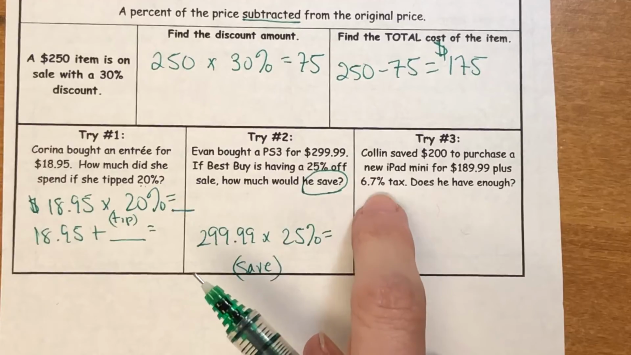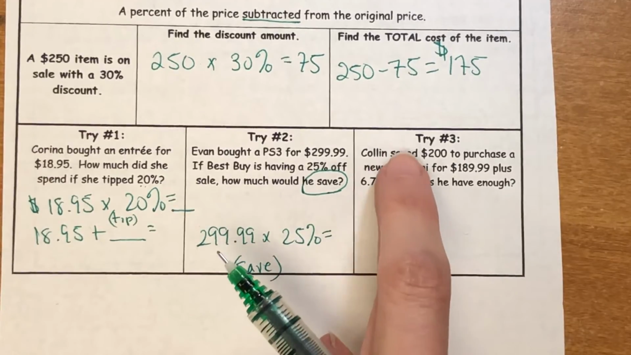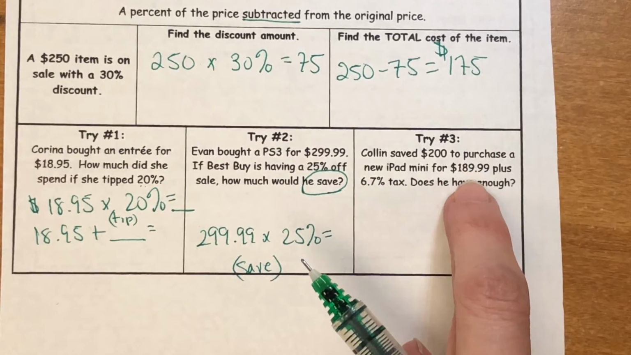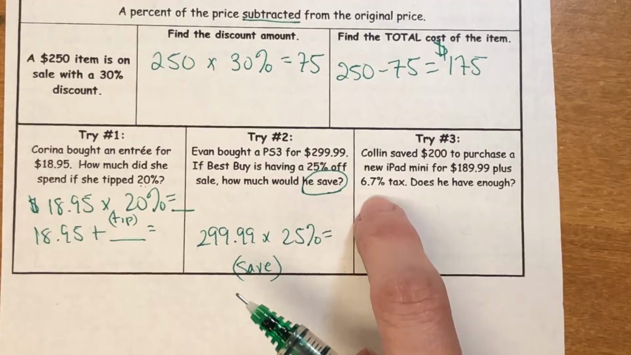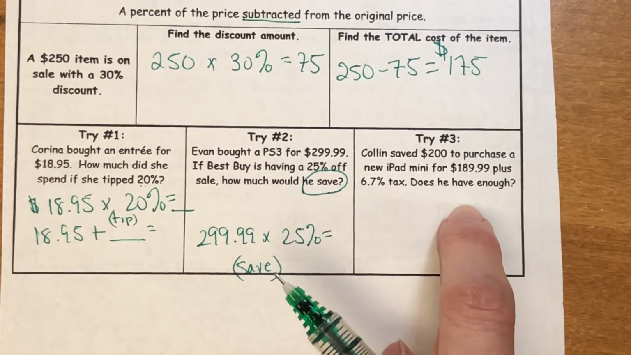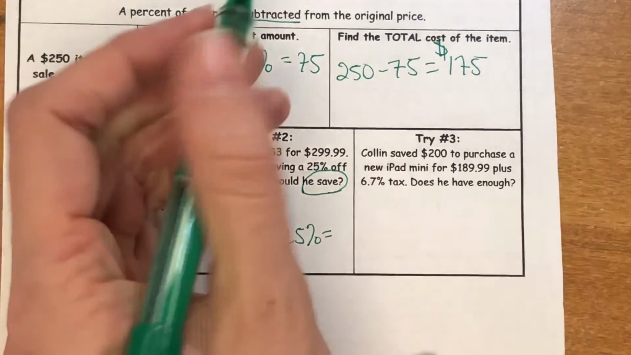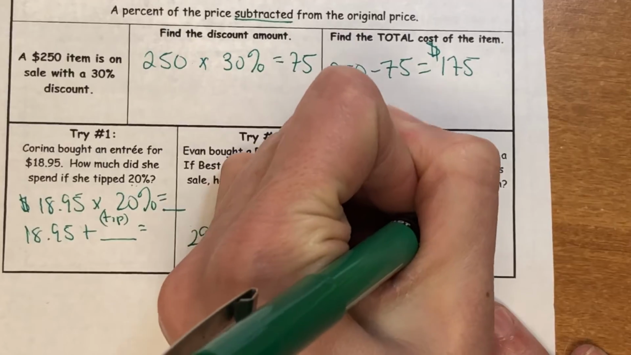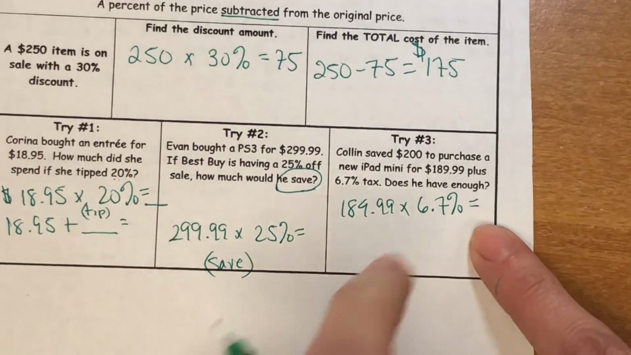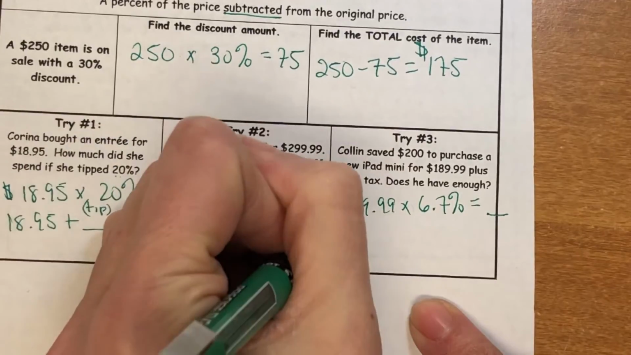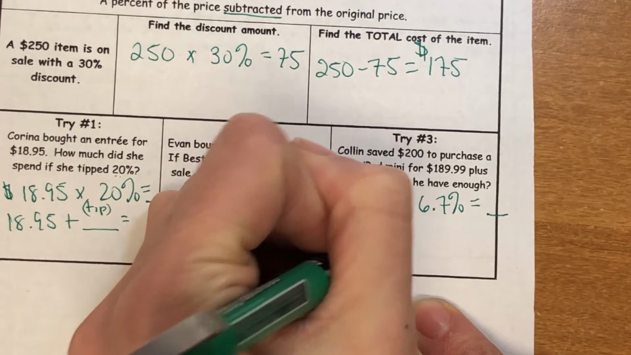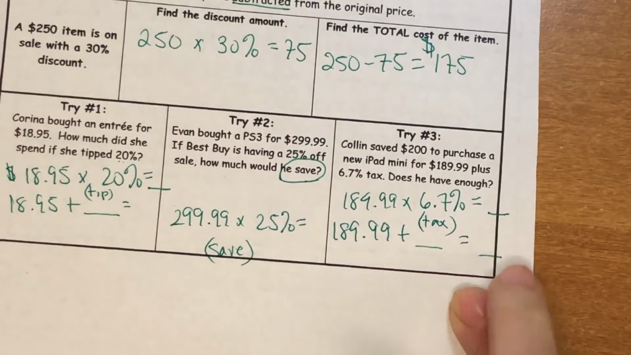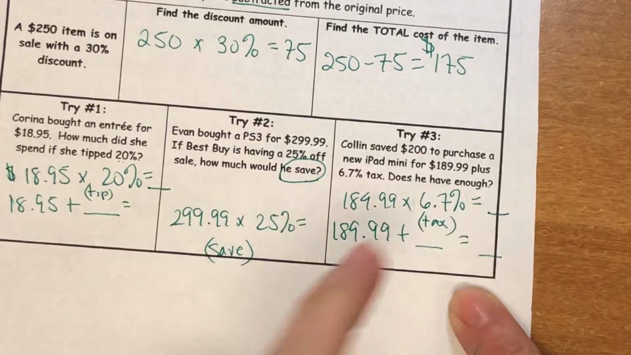Number 3: you're going to save $200 to purchase a new iPad mini for $189.99 plus 6.7% sales tax. Do you have enough? With sales tax, remember you're adding on. So you would do $189.99 times the sales tax. Make sure you put your percent in your calculator. Then you take that amount, which is your tax, and add it to your original price. Then you get your total. Do you have enough? If it's over that amount of 200, then he doesn't have enough.